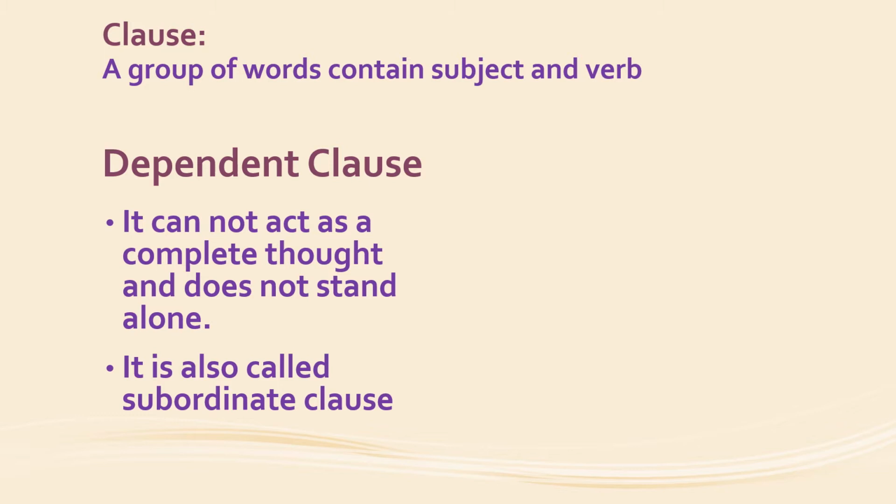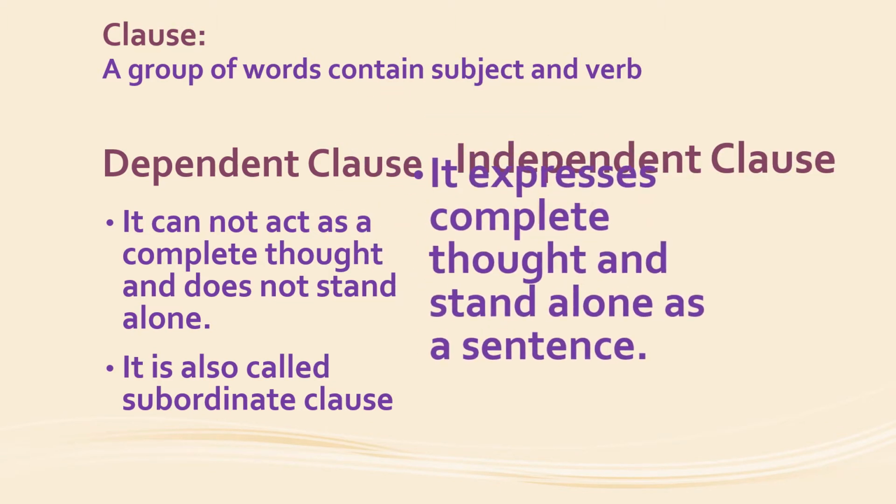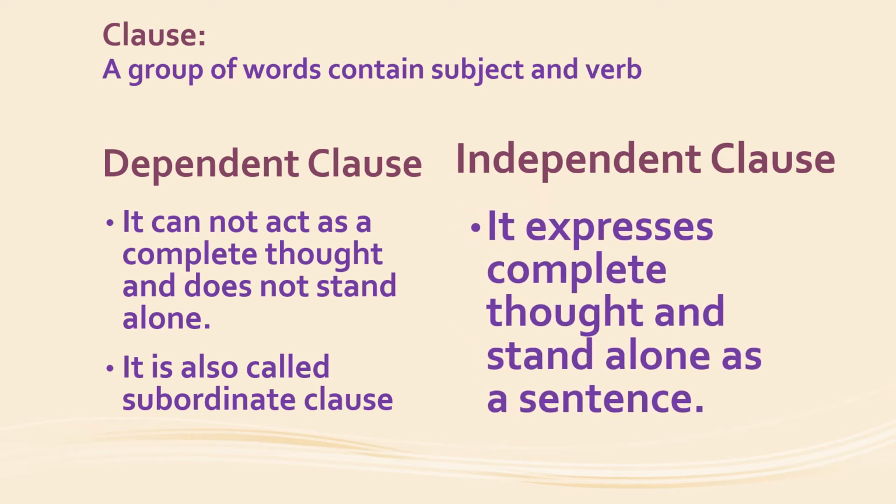For example, on the way back. There is no meaning of it, or I think. So what are you thinking? There is no further thought about it, and there is need of an independent clause to complete a dependent clause. The second one is independent clause. It expresses a complete thought and stands alone as a sentence. It always gives you a complete thought and it stands alone as a sentence.